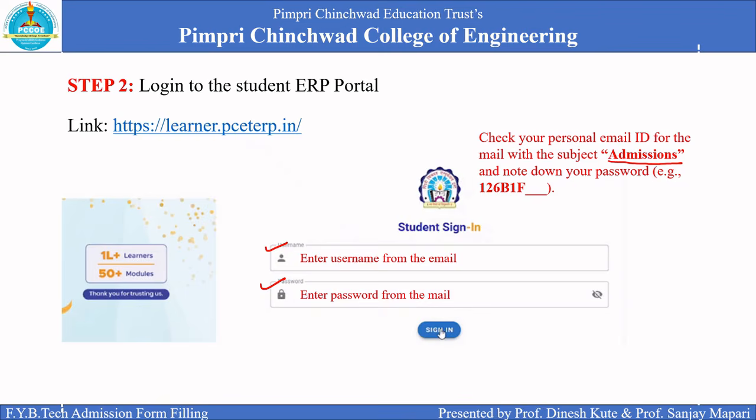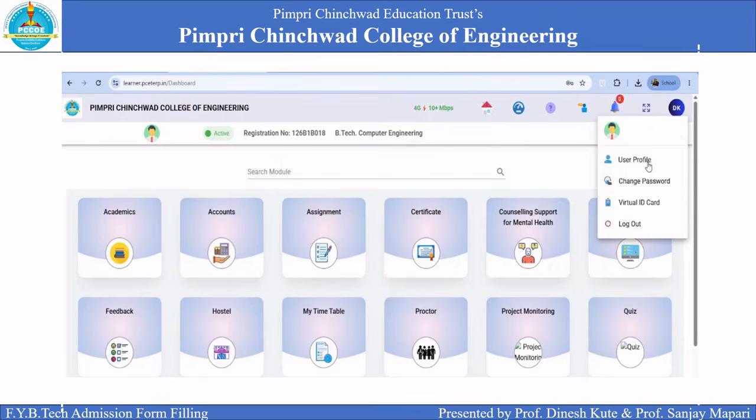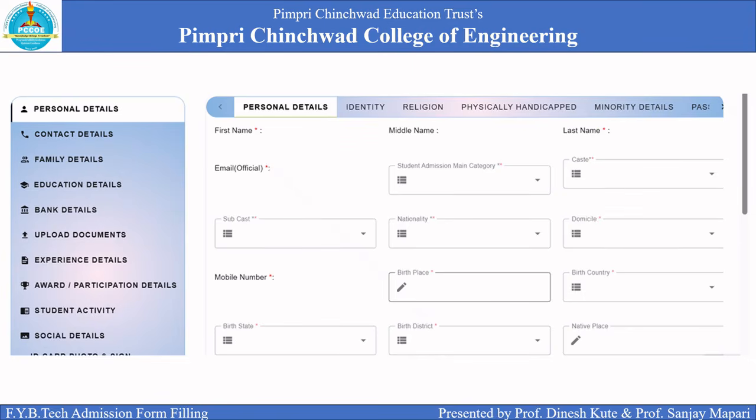Now log into the student ERP portal, which is learner.pcterp.in, and enter your username and password. Click on the sign in button. Once you log in, click on the blue circle at the right corner and then click on user profile. Note that we need to fill only the first 4 tabs of this personal information. And remember, each tab has 5 to 6 horizontal tabs.